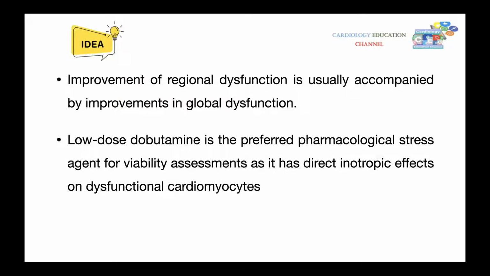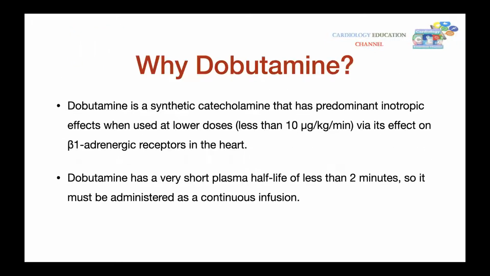The low-dose dobutamine is the preferred pharmacological test agent for viability assessment. It has a direct inotropic effect on dysfunctional cardiomyocytes. But why are we using dobutamine itself? Dobutamine by nature is a synthetic catecholamine that has a predominantly inotropic effect when used at lower doses, less than 10 microgram per kg per minute, via its effect on the beta-1 adrenergic receptors on the heart. So in the low doses, you are using only the inotropic effect of the drug. But if you go into higher doses than this, it will have a chronotropic effect. It will increase the heart rate, and this will allow for assessment of the ischemia.